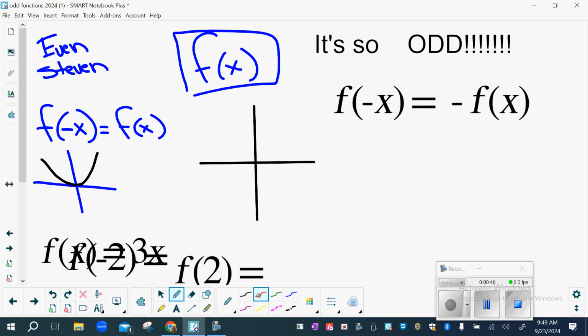And here's what we did 2 days ago. We said if you plug in a 2, you would get 4, right? And if you plugged in a -2, you'd still get 4, because if you plug in a negative, you end up at your starting point. That makes it even Steven. You can plug in a 2 or a -2, and it gets you the same answer. That's even. Now, odd is a little different.